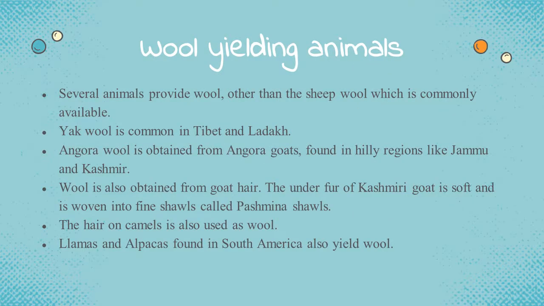Wool yielding animals. Several animals provide wool, other than the sheep wool which is commonly available. Yak wool is common in Tibet and Ladakh. Angora wool is obtained from Angora goats, found in hilly regions like Jammu and Kashmir. Wool is also obtained from goat hair. The underfur of Kashmiri goat is soft and is woven into fine shawls called pashmina shawls. The hair on camels is also used as wool. Llamas and alpacas found in South America also yield wool.